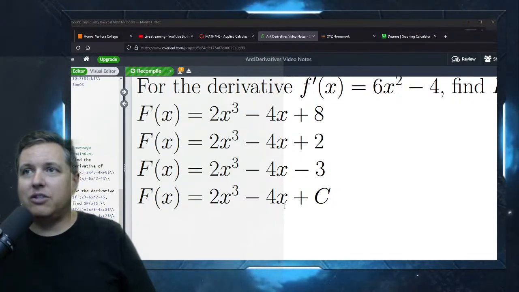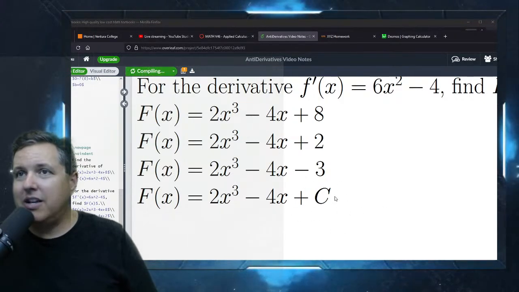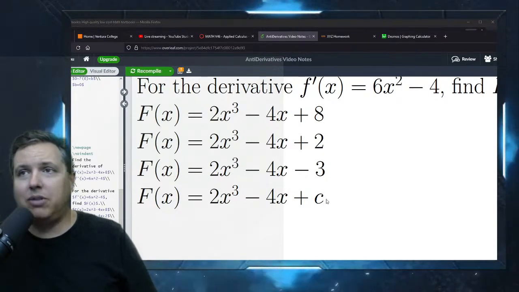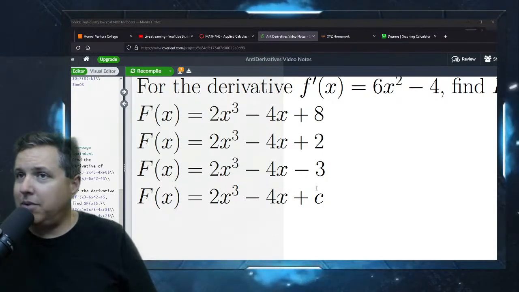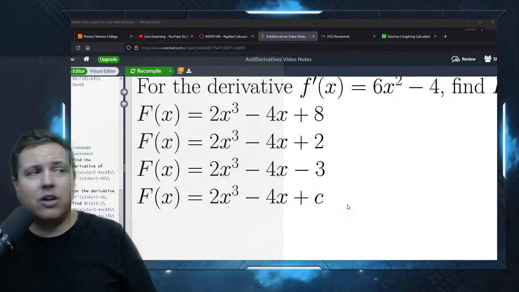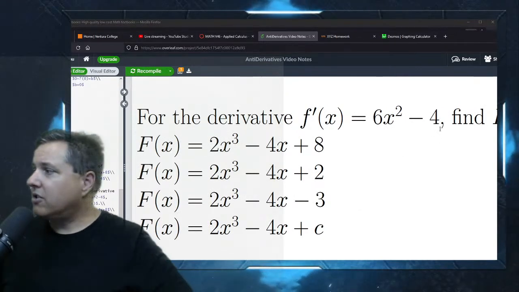Sometimes books write it with a small c. It doesn't really matter. The point is it's just some constant, because anything that's of the form 2x cubed minus 4x plus some constant, and it could be a negative, so it could technically be a minus like this one, those are all going to have a derivative 6x squared minus 4.